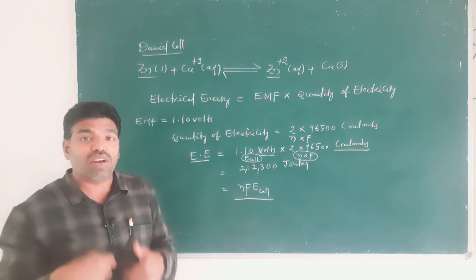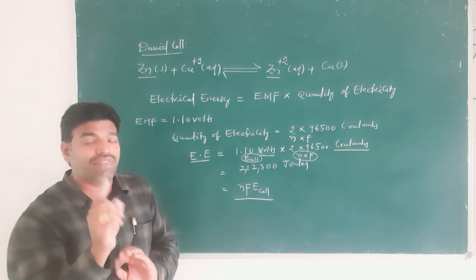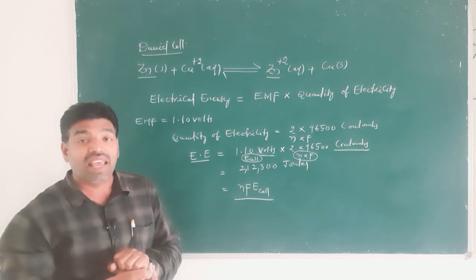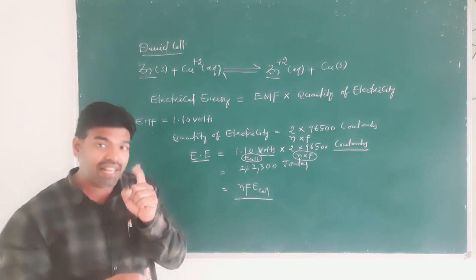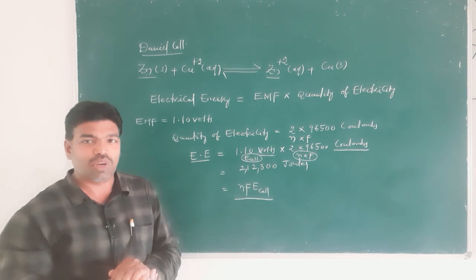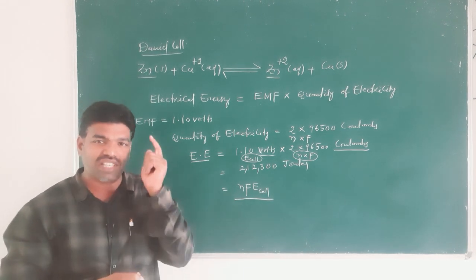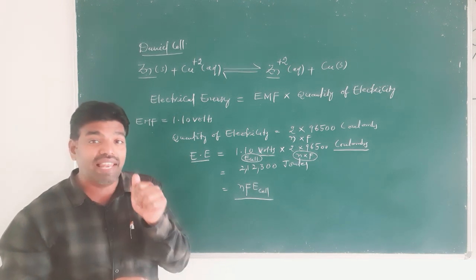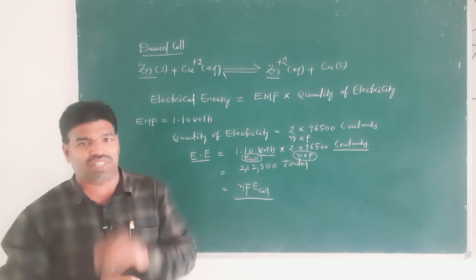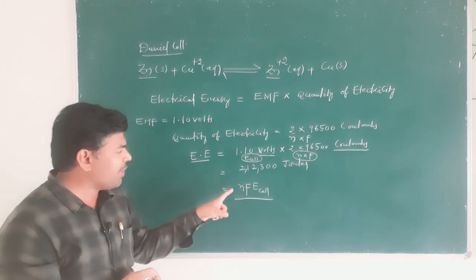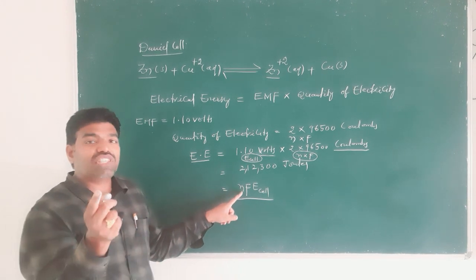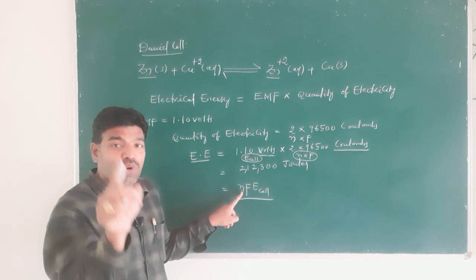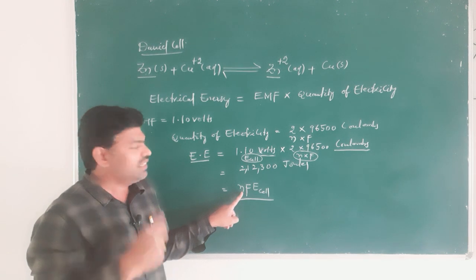But what are we looking for? We are looking for how this electrical energy is generated. Right? So my question is, please keep this in mind: how is this electrical energy produced? This is the formula by which we can calculate the amount of electric energy that is produced by the Daniell cell. What is that formula?